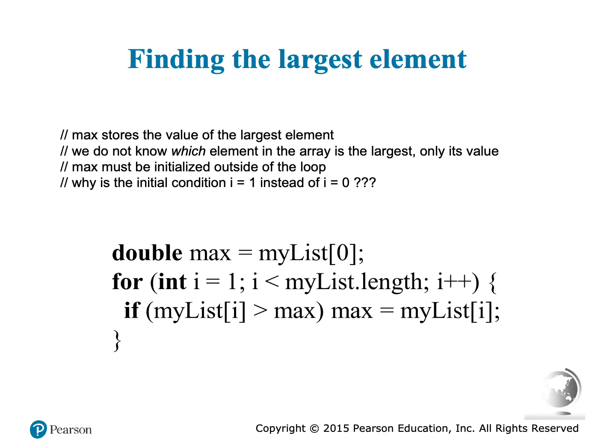Finding the largest element in the array requires that we declare a variable, let's call it max, of the same type as the elements in the array. We initialize max to the value in the first element of the array, and then we step through each element in the array, starting at mylist sub 1, and compare the value in that element to max. If an element is greater than max, then we assign that value to max. Once we have considered every element in the array, max will hold the maximum value.